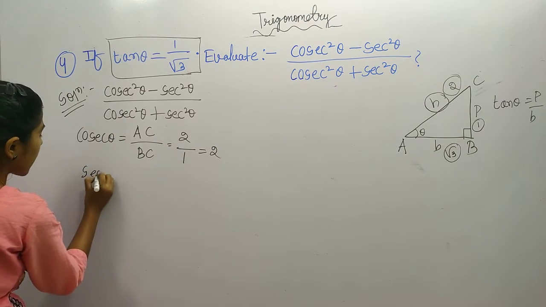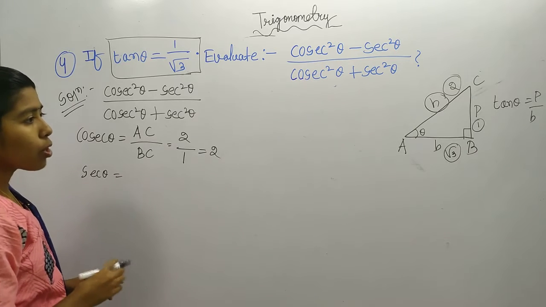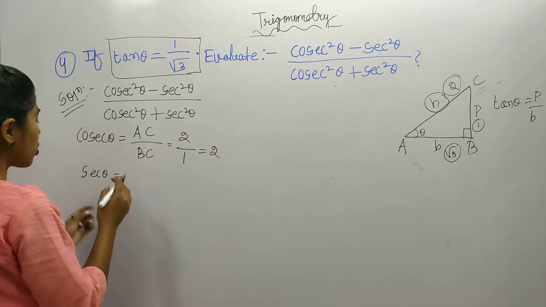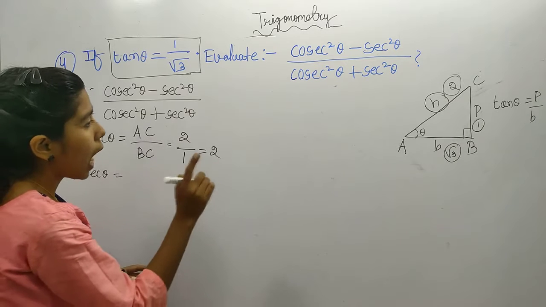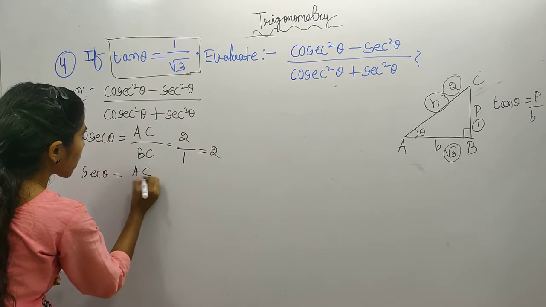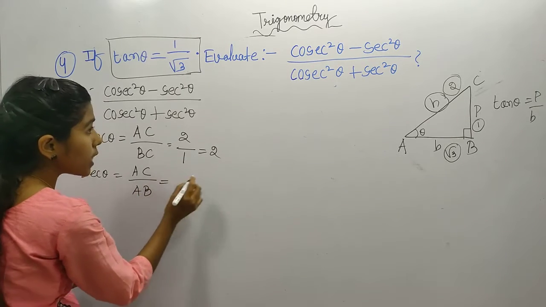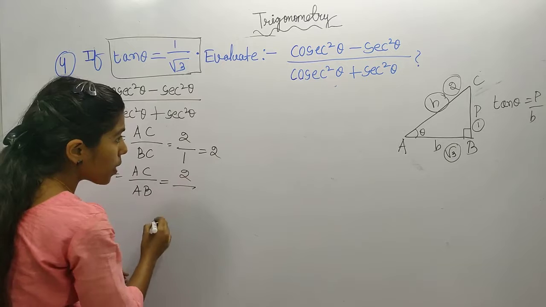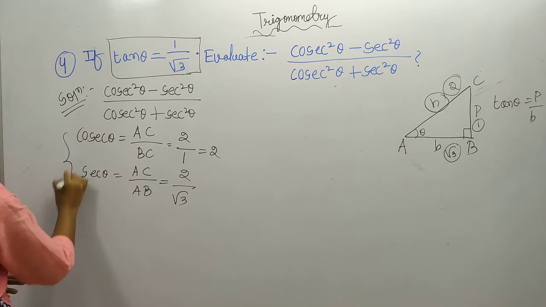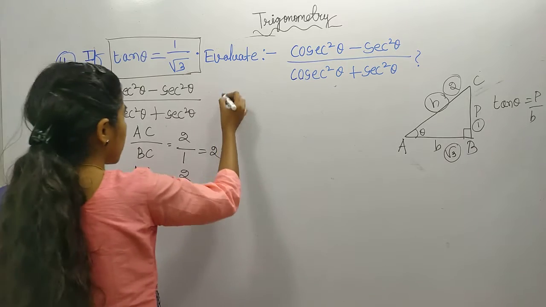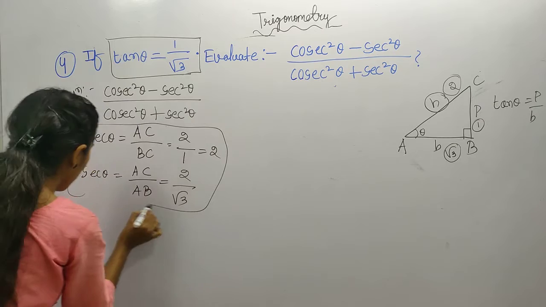Now let's find sec theta. Sec theta is the reciprocal of cos theta. Cos theta is b by h. So sec theta is h by b, hypotenuse by base. Hypotenuse AC is 2 and base AB is root 3. So sec theta is 2 by root 3. So we got the values of cosec theta and sec theta. Now we will evaluate the quotient.